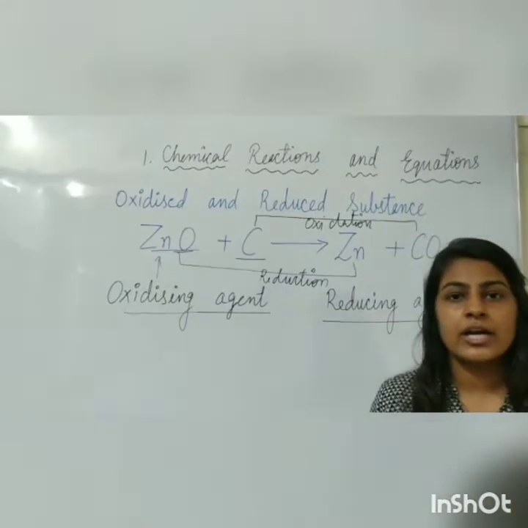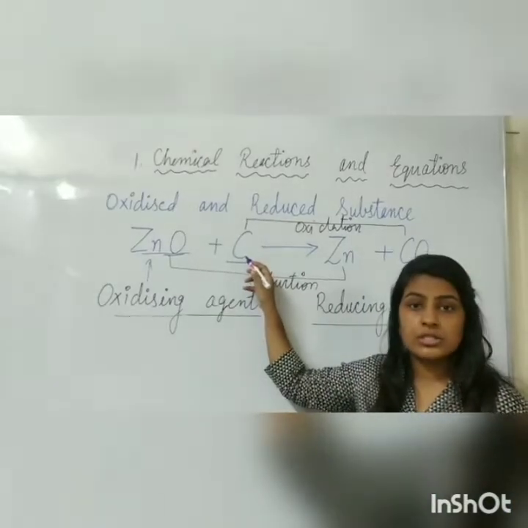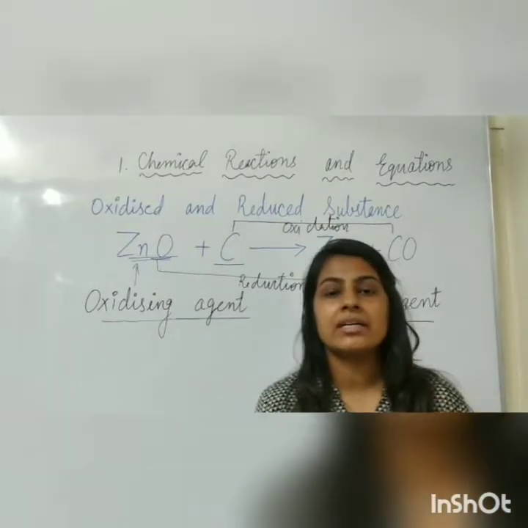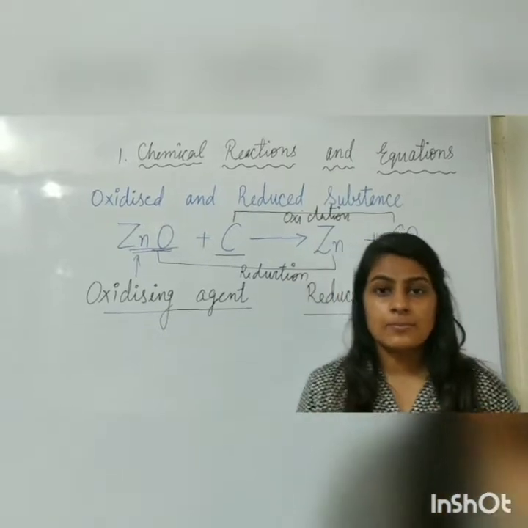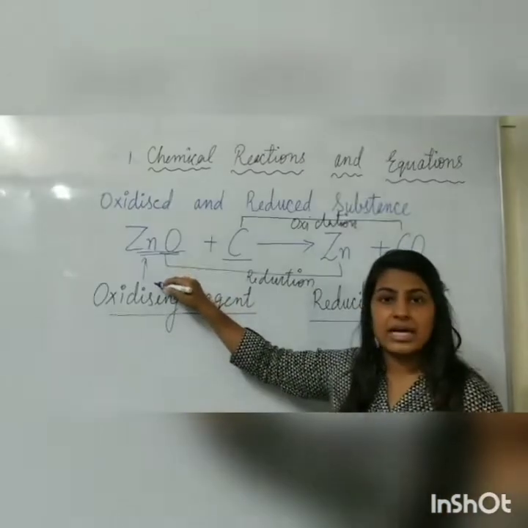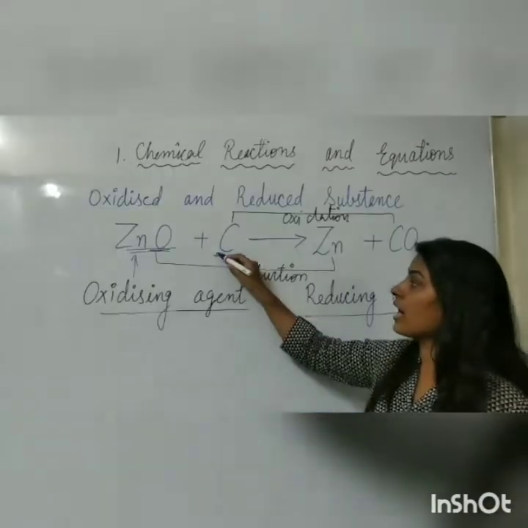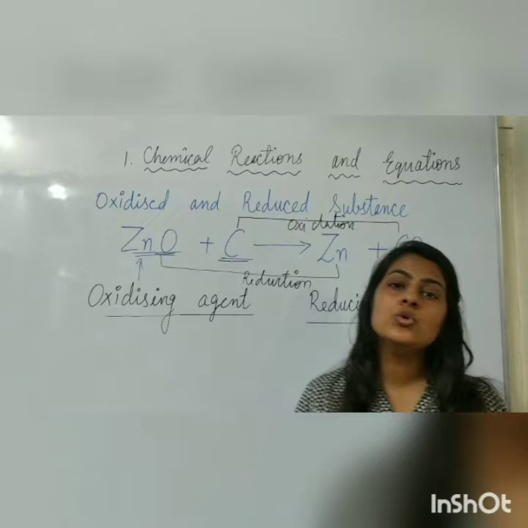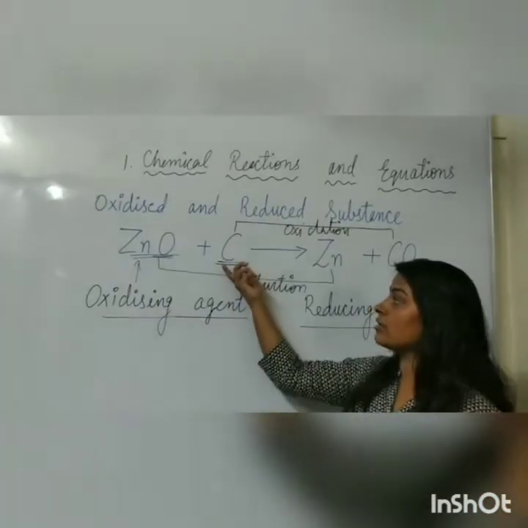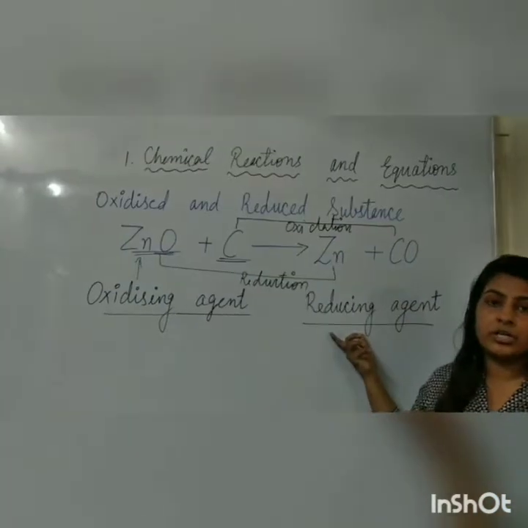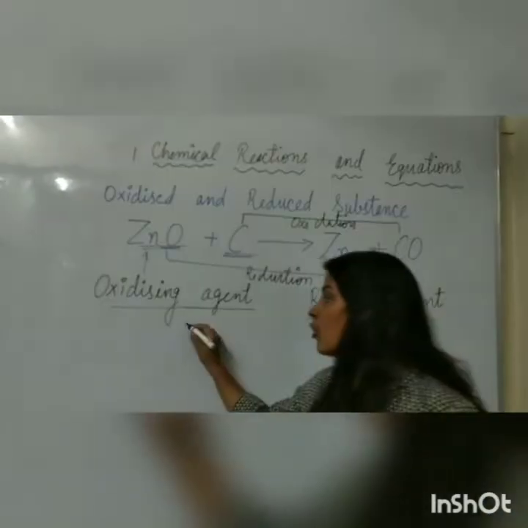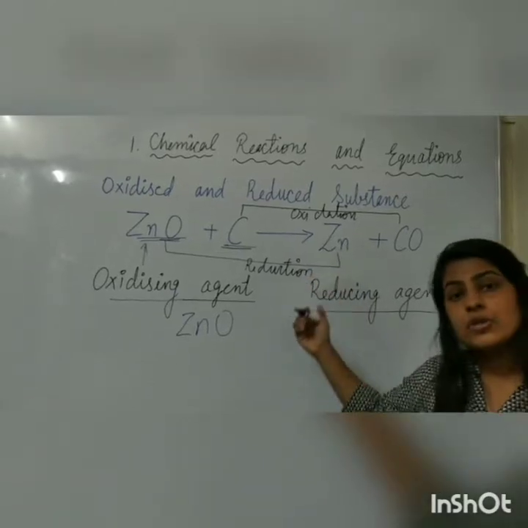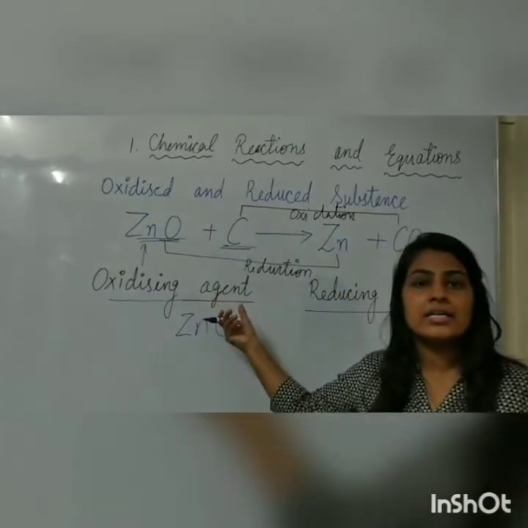Because of the zinc oxide only, carbon is getting oxygen. So the zinc oxide, the substance which donates its oxygen to another substance, is the oxidizing agent. And because of this carbon atom, zinc oxide is losing its oxygen, so this carbon is the reducing agent. In this equation, zinc oxide, no doubt, undergoes a reduction reaction, but actually it behaves as an oxidizing agent.